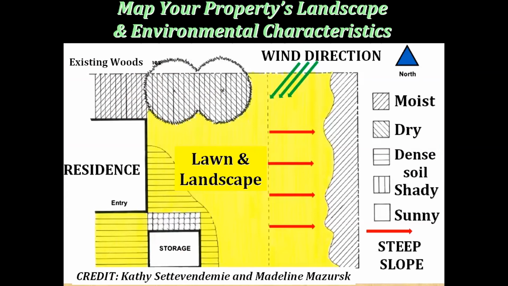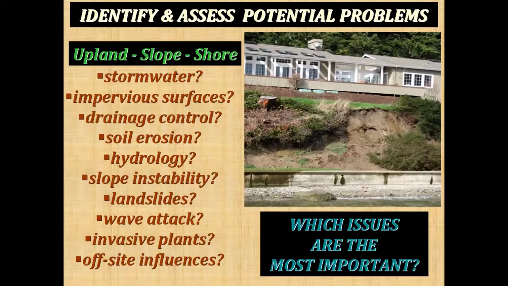You might want to map your property's landscape, determine the environmental characteristics, and get an idea. I think once you've done that, you have a really good idea of the places that you might have problems. You want to look at potential problems in the upland, the slope, and the shore, and determine which issues are the most important to your situation and your security. That'll help you prioritize things that you might want to do.